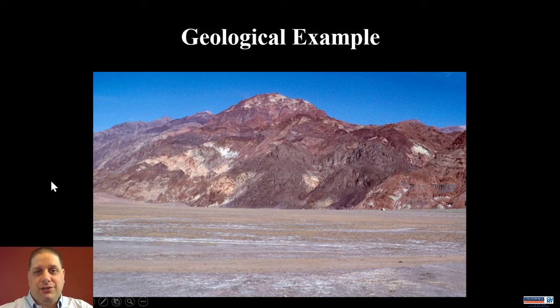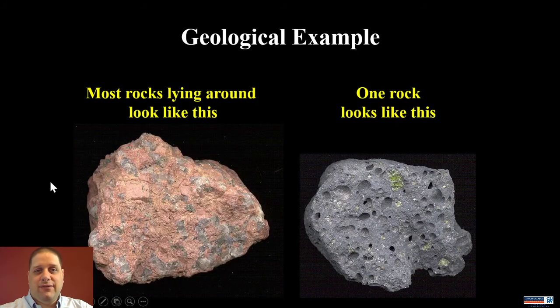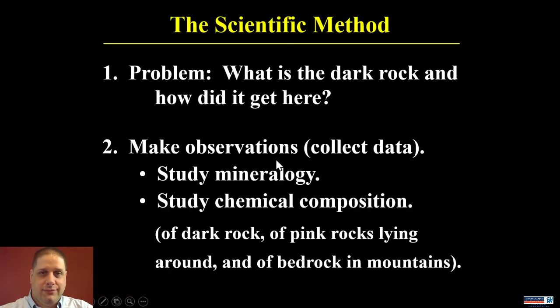Okay, so here's a geological example of this scientific way of thinking. We're in this area, and most of the rocks look like this, right? They're kind of pink or salmon colored with some darker minerals within them, and the hills and everything around you are made up of that. But then you come across one rock that looks like this, very gray, very dark, called a mafic rock with mafic minerals, and it has these strongly green crystals. Very different from the other rocks.